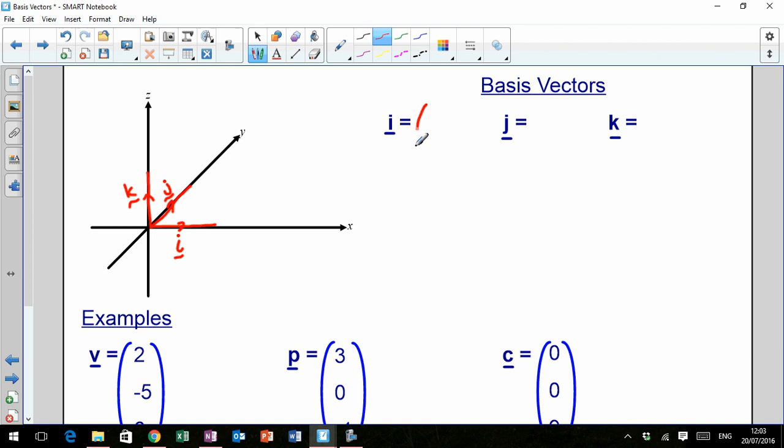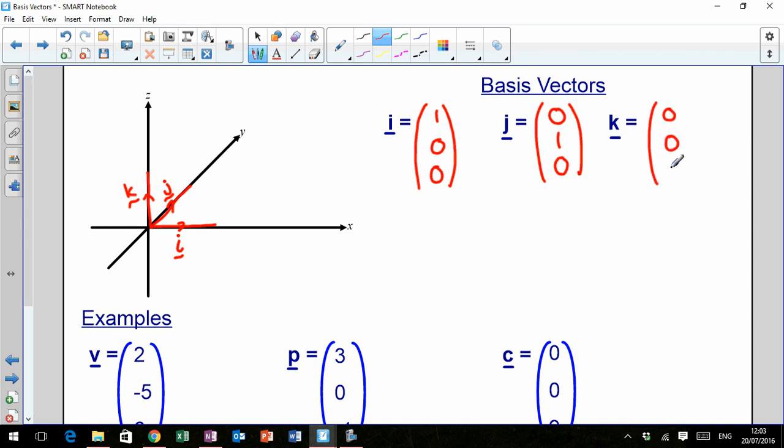Okay, so i goes 1 along the x-axis, and then it does not move along the y or z-axis. j doesn't go along the x-axis, it goes 1 along the y-axis, and it doesn't go anything up. And k goes 0 along the x-axis, 0 along the y-axis, and 1 along the z-axis. Now these are your basis vectors, and these can make up any vectors at all.